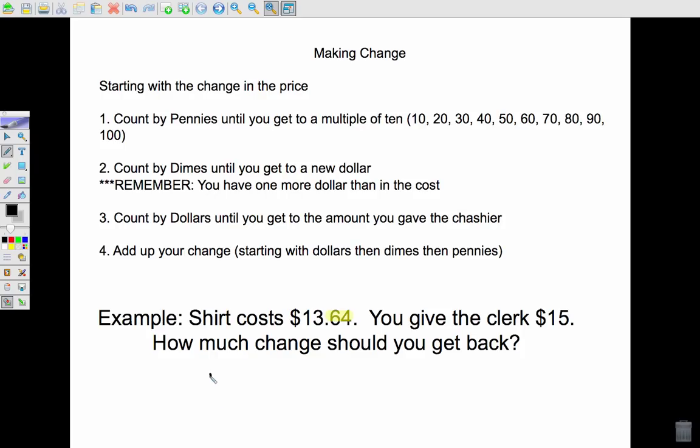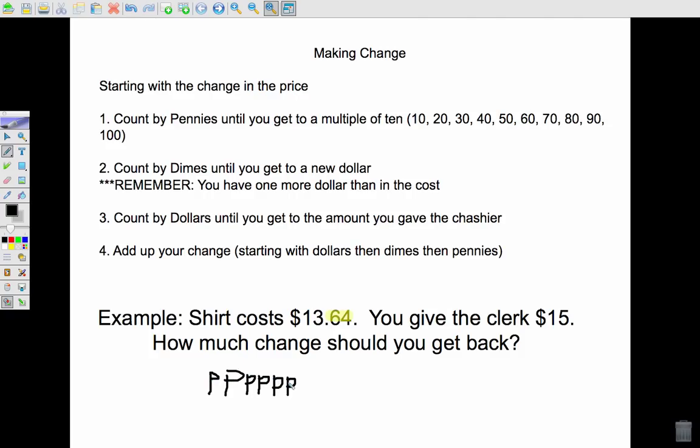So I'd say 65, 66, 67, 68, 69, 70. Notice I started with 64 and I said that since that was part of the price, but then I went to 65, 66, 67, 68, 69, 70.